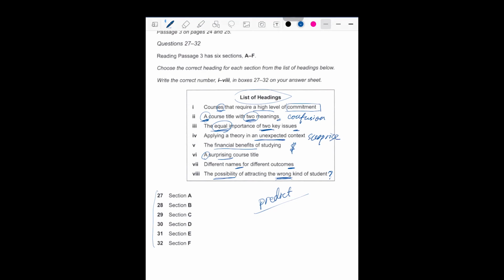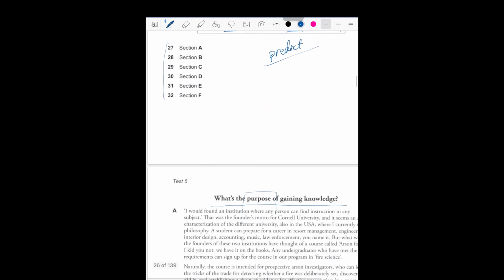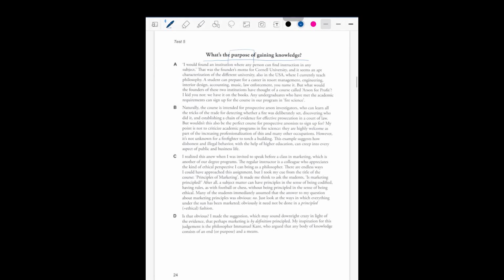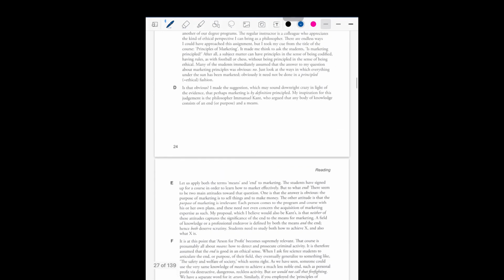This is actually the crucial process to help you choose the headings when you read the paragraphs. So, okay, I will give you guys 10 minutes to skim through this passage and find the answer.